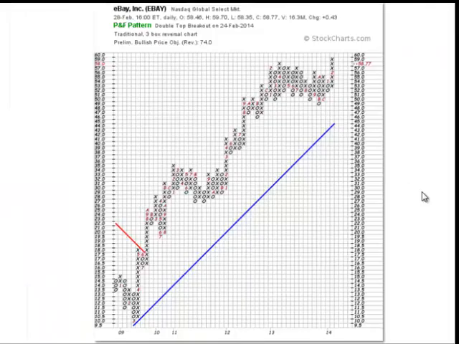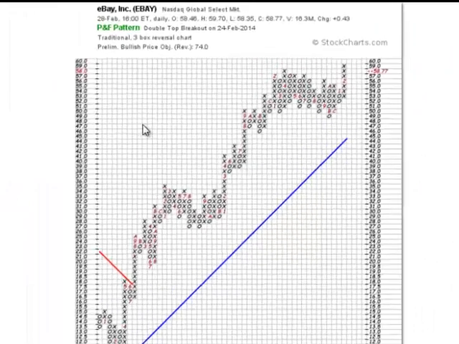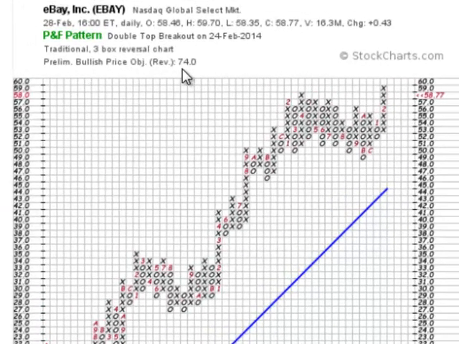Last but not least, we'll look at the eBay point and figure chart. We have a bullish price objective of 74. So once it goes to that $62 range, this would be your next price target that you could look at for the point and figure. What's nice about this chart is last week, sure enough, it broke out above that previous high. Now we have a new higher price on the point and figure chart.